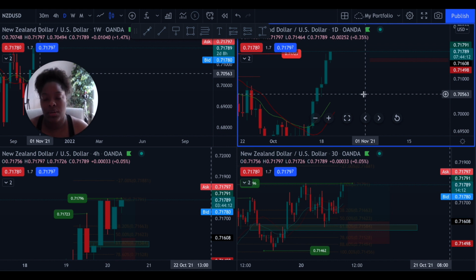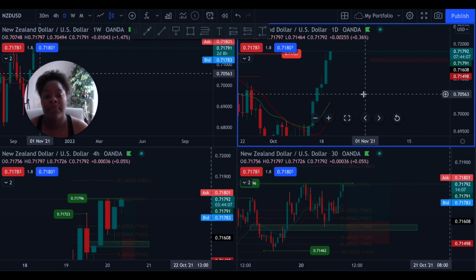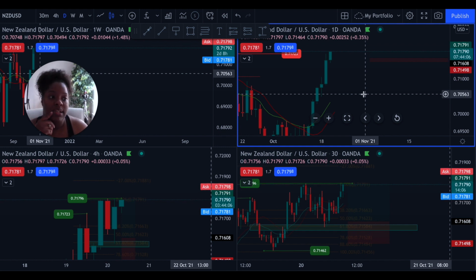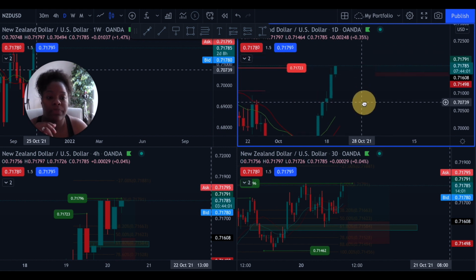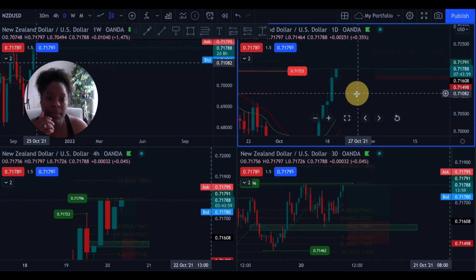I'm not here for a long time. I still take my breaks. I still have my 15-minute trading days when allowed. But for right now, because I have more time on my hands, I can catch more positions if I really hone in and focus. So I want you guys to see what's been going on with the New Zealand dollar.